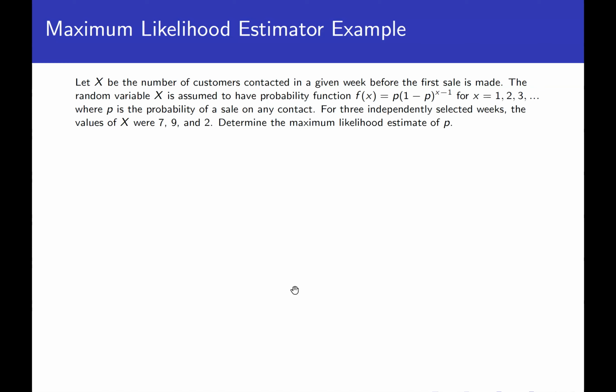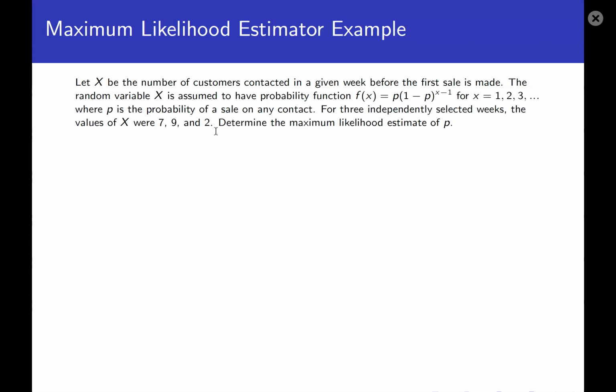We have 3 randomly selected weeks here. We noticed that 7, 9, and 2 were the number of customers that were needed to contact before the first sale was made in those weeks. So that's the only information we have to be able to estimate P. Going forward, you can make plans if you've got a good model for the situation that's going on. That's the whole point of doing this.